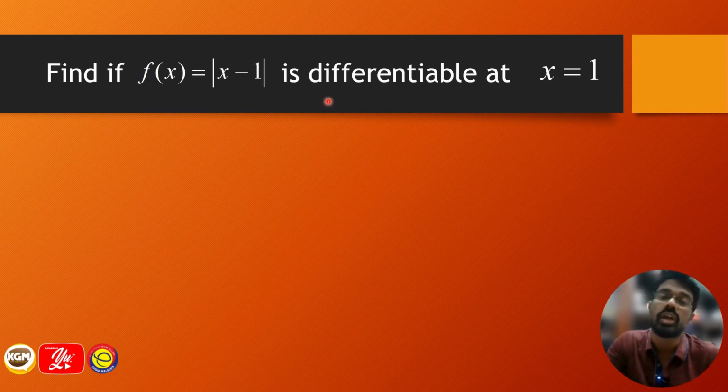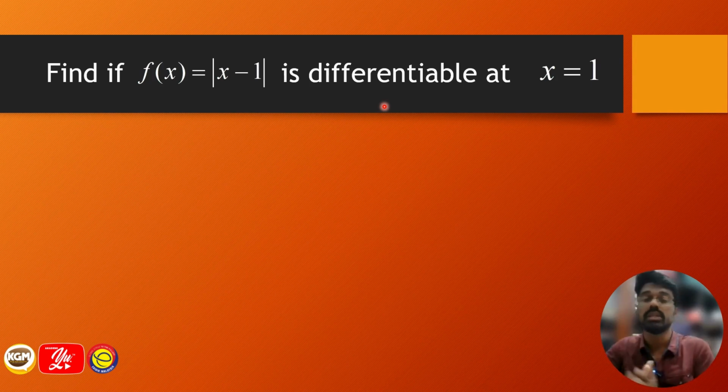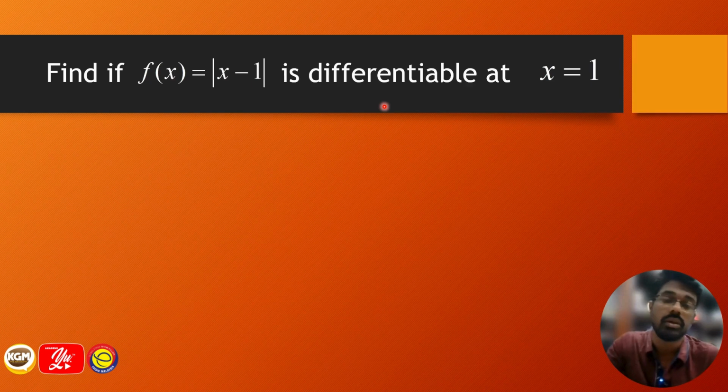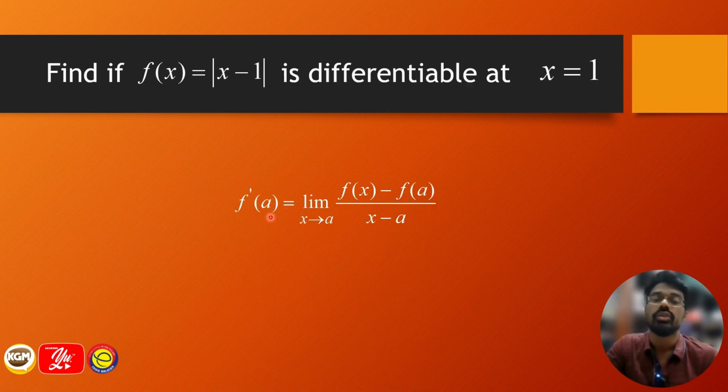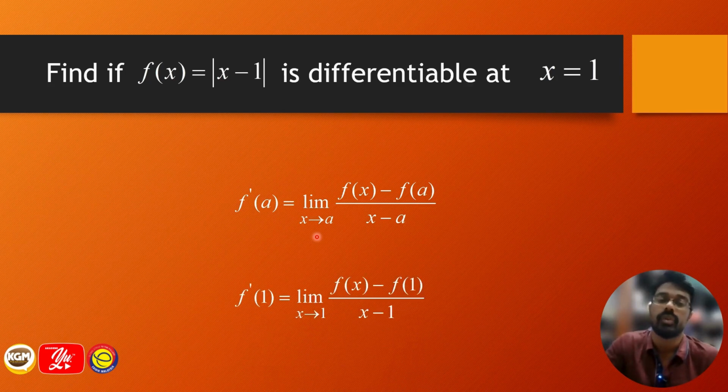So I want to check its differentiability at x equal to 1. How do we do this? Since we are using the first principle, I need to write down the formula. This is the formula that I'm talking about. You want to check differentiability, this is the formula you need to write down. Since I am checking the differentiability at x equal to 1, the value of a is replaced by 1. Why? Because I'm interested in this particular point.